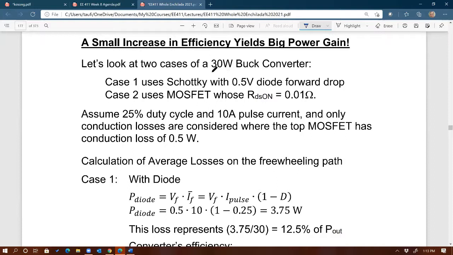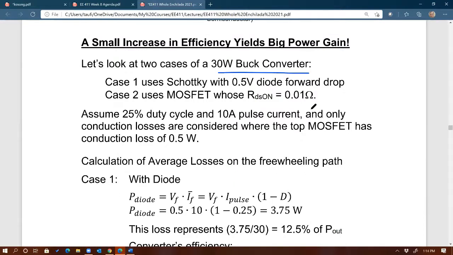Let's say I have a 30-watt buck converter. Case number 1 uses Schottkys with 0.5 volt diode forward drop, and case number 2, MOSFET with RDS on of 10 milliohms. And assume 25% duty cycle and 10 amps pulse current. The only conduction losses considered here would be, for the top MOSFET, the conduction loss.